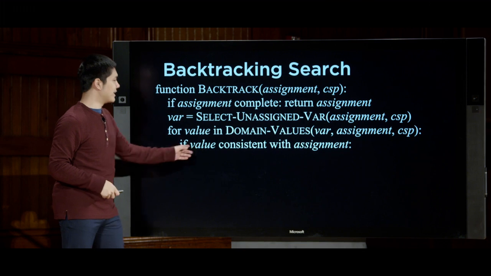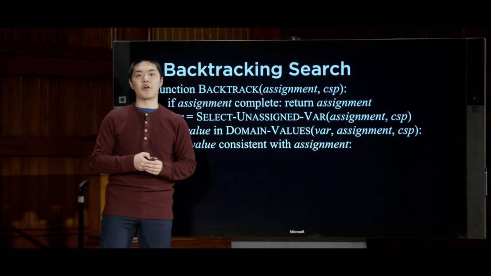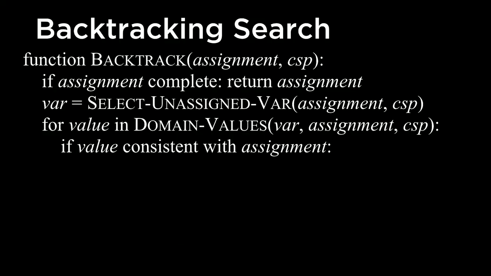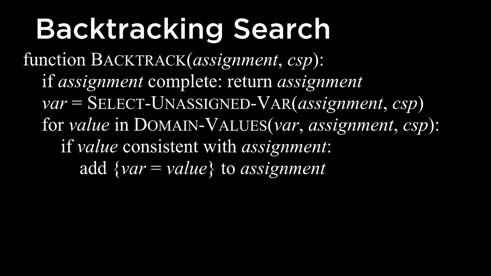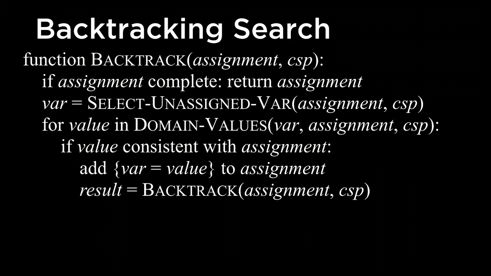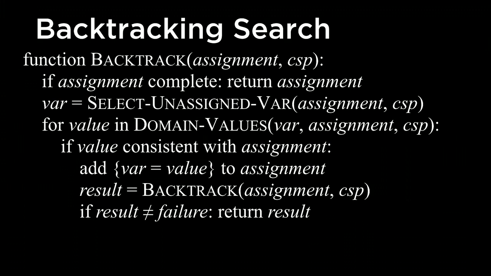So if the value is consistent with the assignment so far, it doesn't violate any of the constraints, well, then let's go ahead and add variable equals value to the assignment because it's so far consistent. And now let's recursively call backtrack to try and make the rest of the assignments also consistent. So I'll go ahead and call backtrack on this new assignment that I've added the variable equals value to. And now I recursively call backtrack and see what the result is. And if the result isn't a failure, well, then let me just return that result.